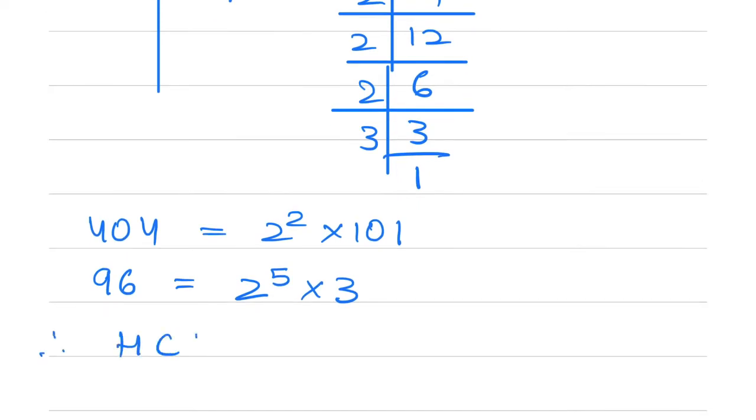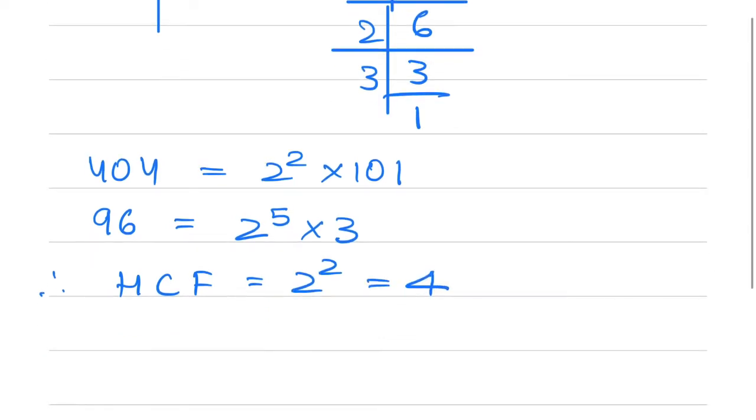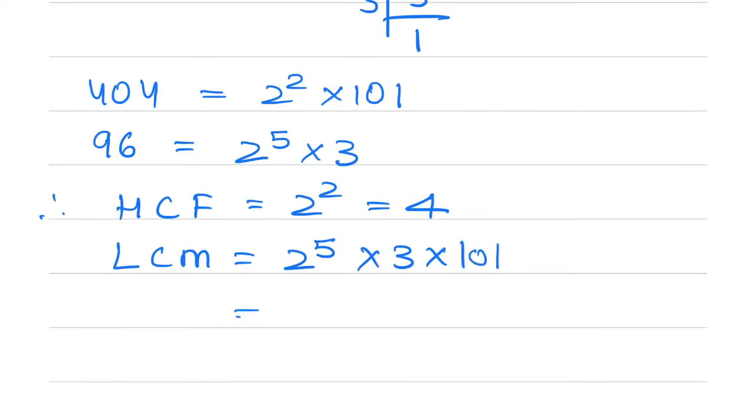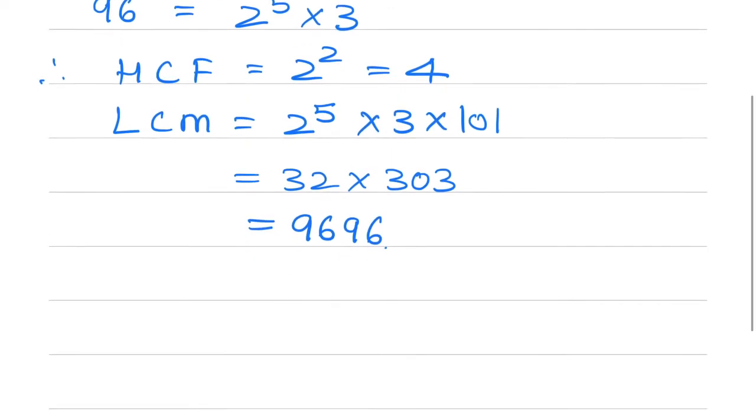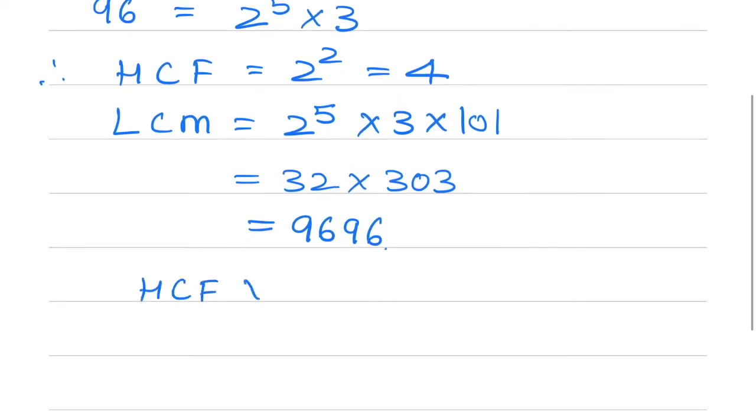Therefore HCF is the product of common factors, so this is equal to 2 square, so 4. LCM is equal to product of 2 raised to the power 5 into 3 into 101. So this is equal to 32 into 303. This is equal to 9696.